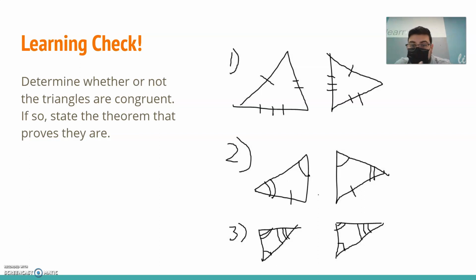I want you to look at these triangles and find the theorem to prove that these are in fact congruent, or if they aren't congruent. So go ahead and pause the video, write them out, and submit these and your notes for credit for this video.